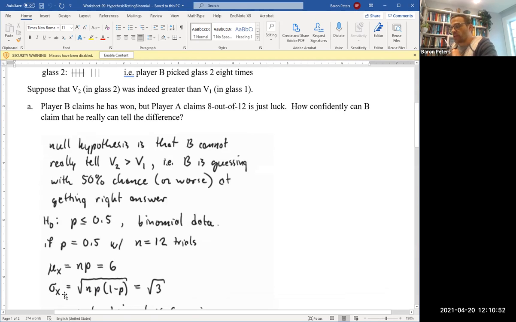What is the standard deviation in the number of times that he would get this right? It's that variance formula for a binomial distribution. So that's going to be n times p times 1 minus p. In this case, that comes out to be the square root of 3.